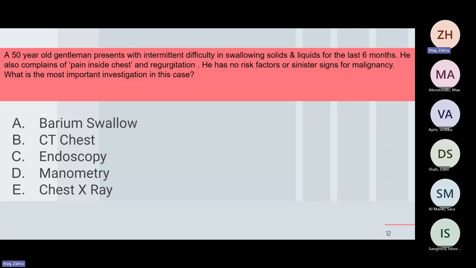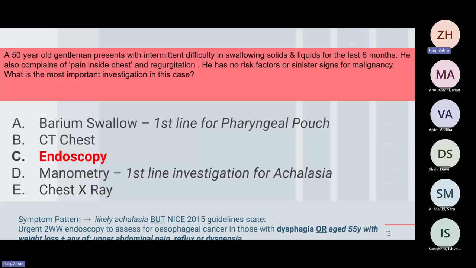Okay, so I'm going to be moving on to the answer now. Okay, so the answer is actually endoscopy. So from reading this SBA style question, we can say the patient may have achalasia, or that could be quite high up in our differentials.